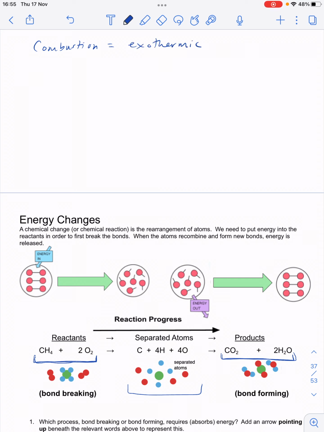So if combustion is an exothermic reaction, then we know that the delta H is negative, and we know that the delta T of our surroundings will be positive. So it'll feel very hot and warm. Fire feels very warm. Okay, but where do the bonds fit in?